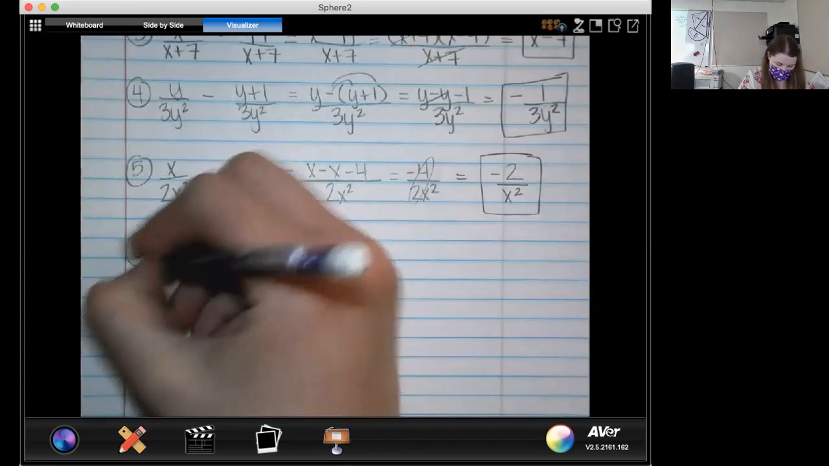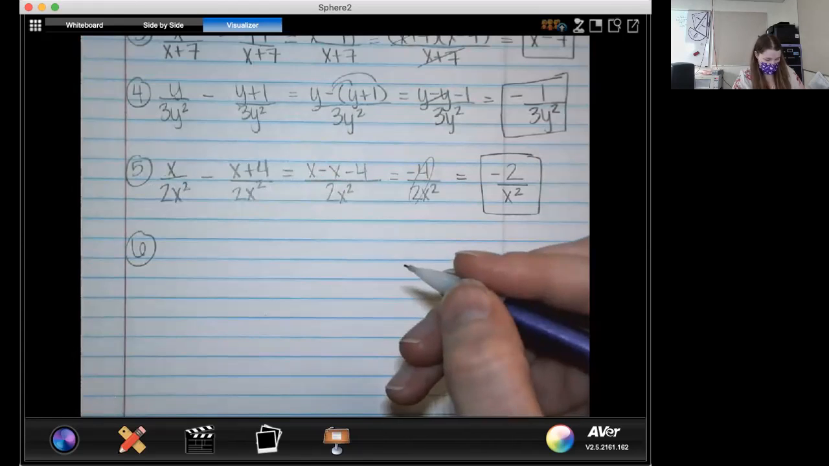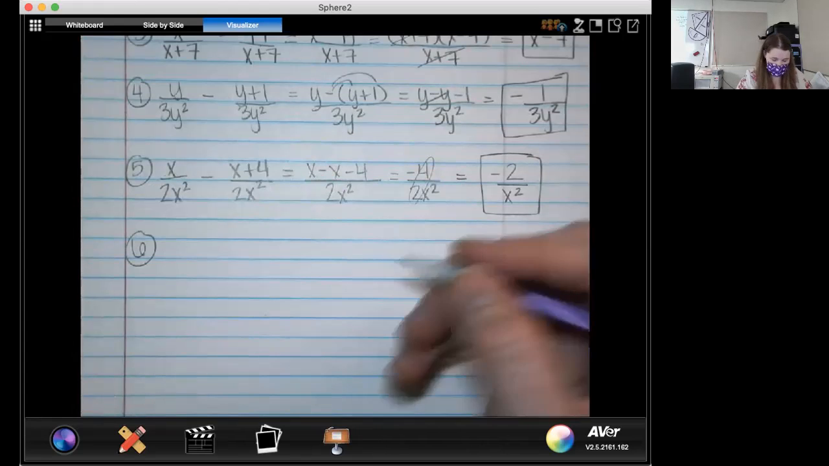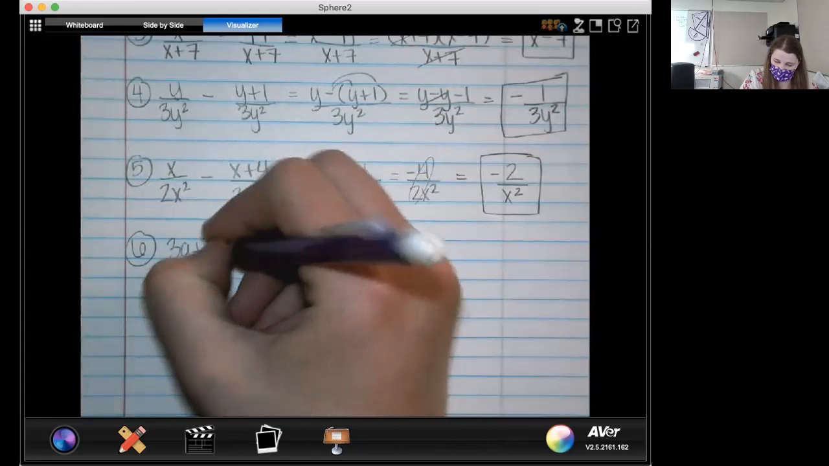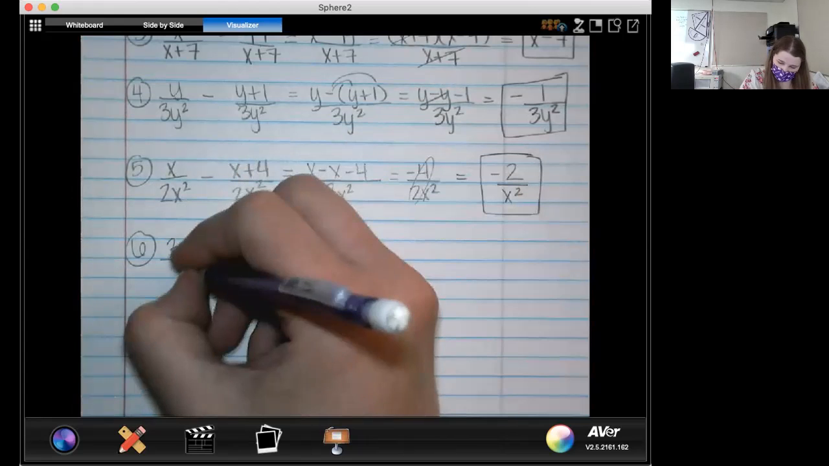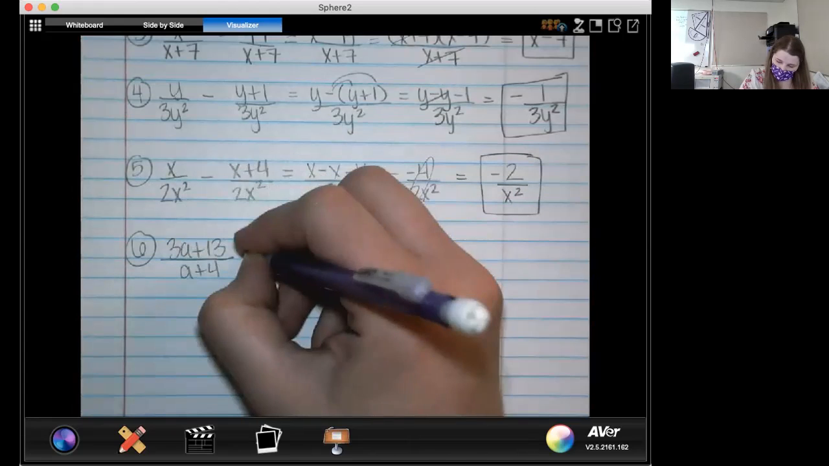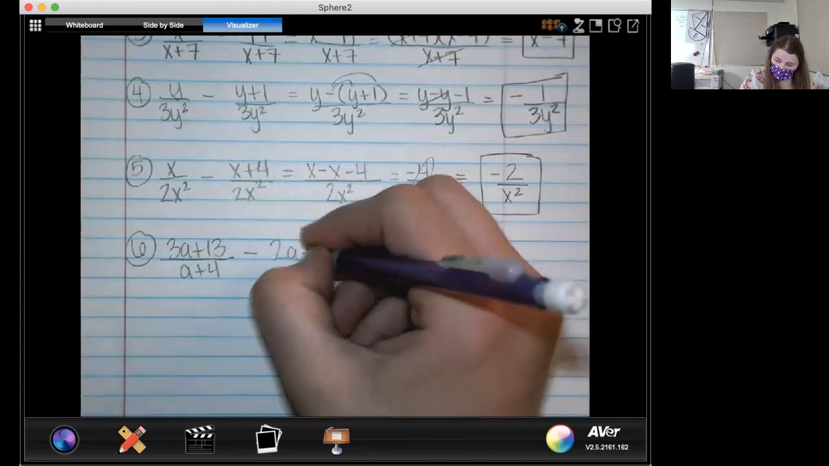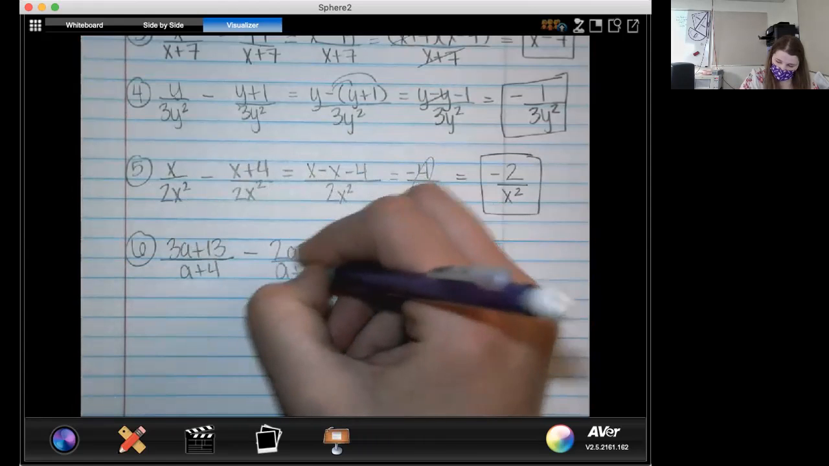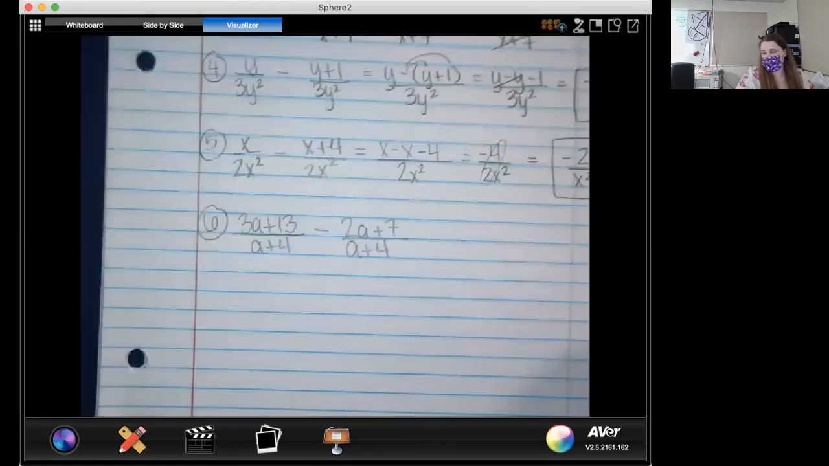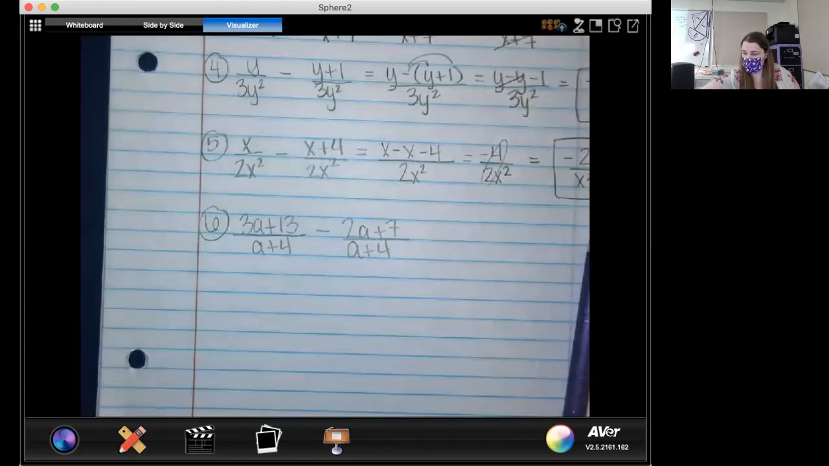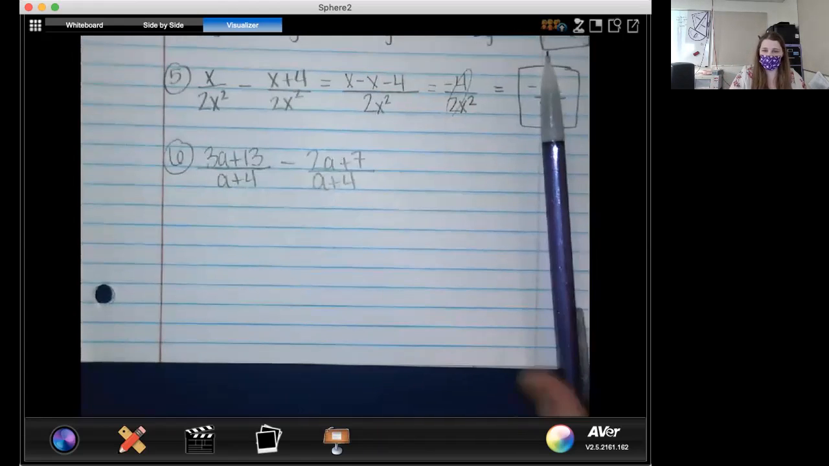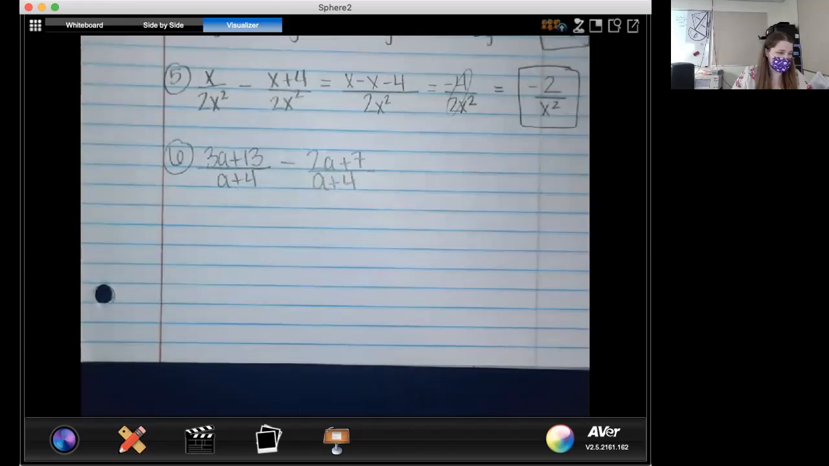Number 6. 3a plus 13 divided by a plus 4 minus 2a plus 7 divided by a plus 4. Go ahead and simplify that one as well.